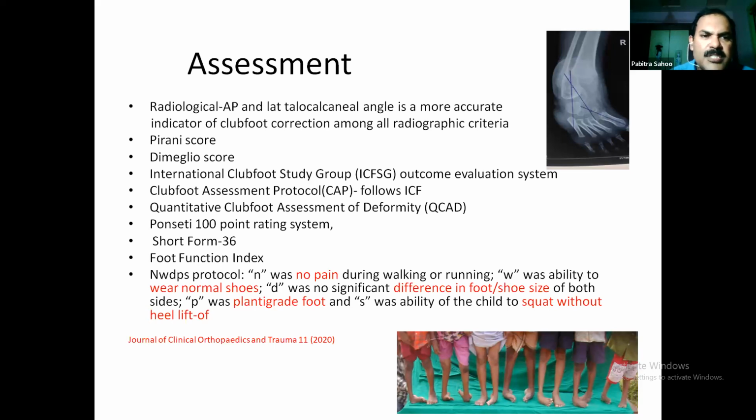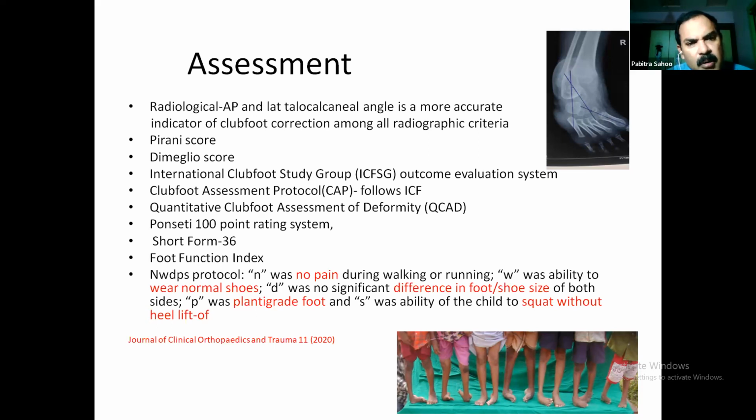But out of all the assessment criteria, the Pirani score and other assessment methods are important. We'll discuss this in detail in the next slide. It is often asked in your examination: define the Pirani score, what are the different scores, how to see the scores? This we'll discuss in the next slide.